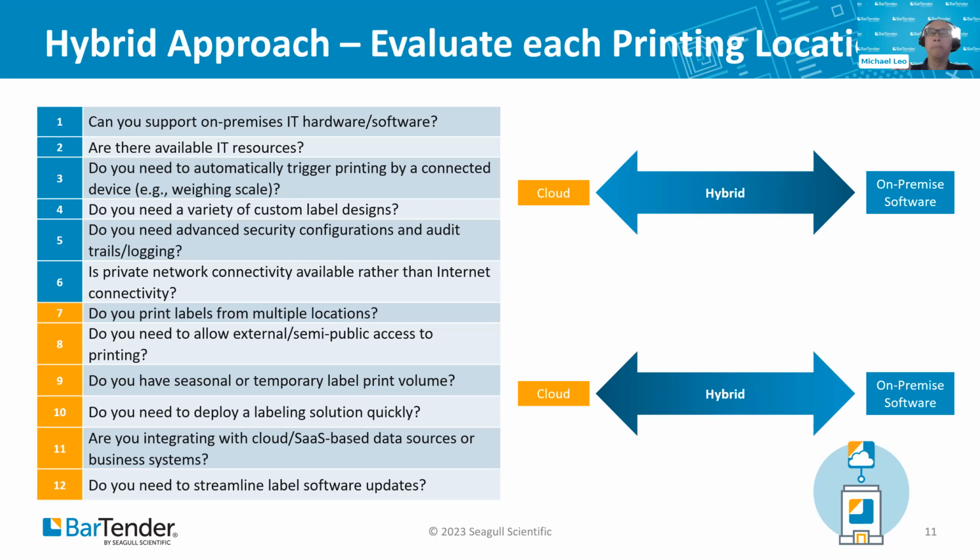It's probably going to be a mix or a hybrid approach where you look at each of your printing locations, and based upon the resources available, what you need to accomplish at that location is really how you determine what the best label solution is.